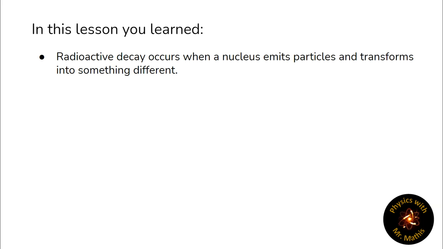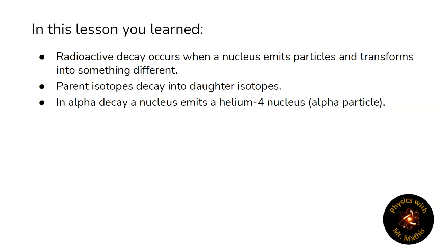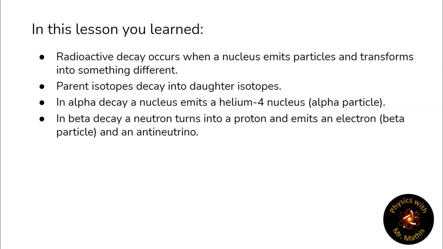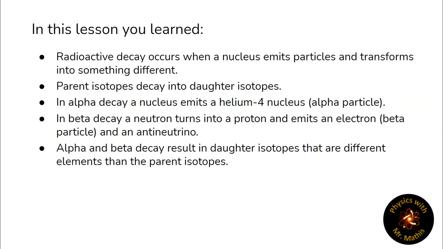In this lesson on radioactive decay, you learned that radioactive decay occurs when a nucleus gives out particles and transforms itself into something different. We saw that parent isotopes decay into daughter isotopes. We looked at alpha decay, where a nucleus gives off a helium-4 nucleus, also known as an alpha particle. And in beta decay, a neutron turns into a proton and gives off an electron and an antineutrino. We discovered that in alpha decay and beta decay, the parent isotopes turn into different daughter isotopes, so they change into different elements in transmutation.